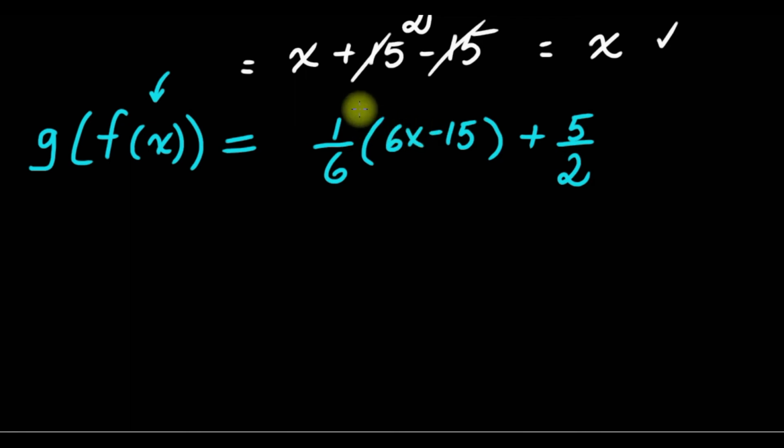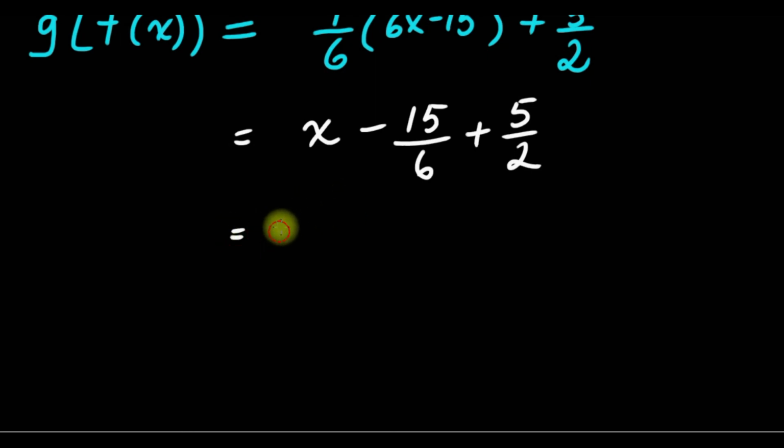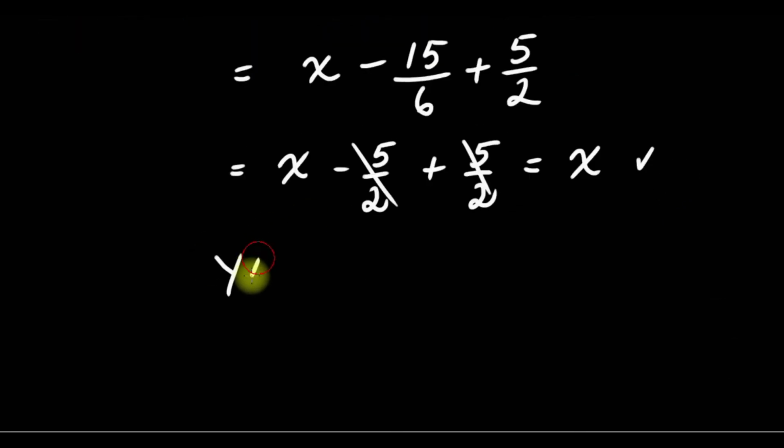So we're going to simplify this. So first thing we need to do is distribute the 1 over 6. So you have 6 over 6. That's just going to be 6 over 6x, which is x. Take away 15 over 6. And then plus 5 over 2. Okay, 15 over 6 can be reduced to 5 over 2. So you have x minus 5 over 2 plus 5 over 2. So negative 5 over 2 plus 5 over 2 is 0. So you're left with just x. So this also came out to x. You can say the two functions are inverses. So you would say yes, inverses.